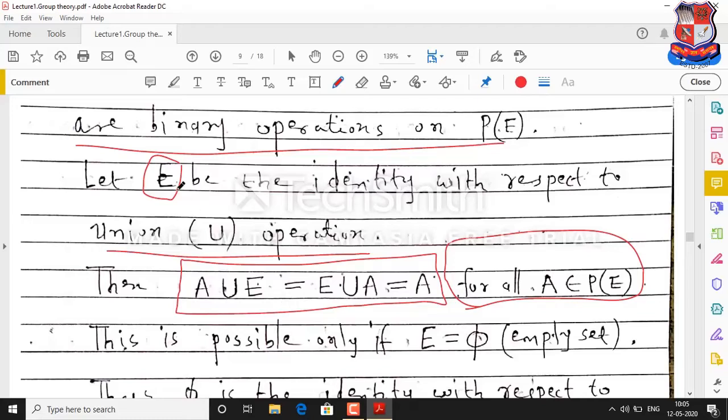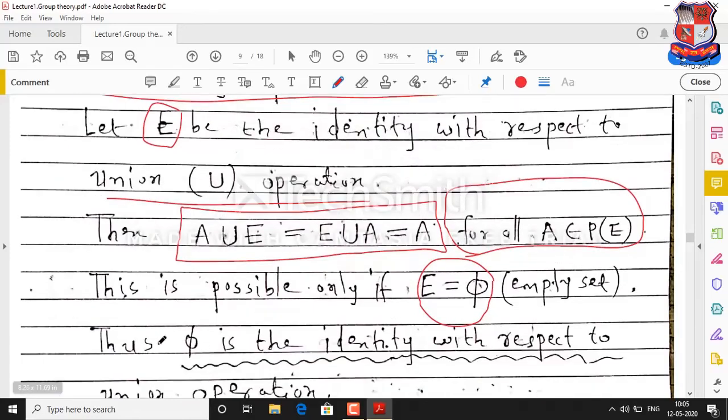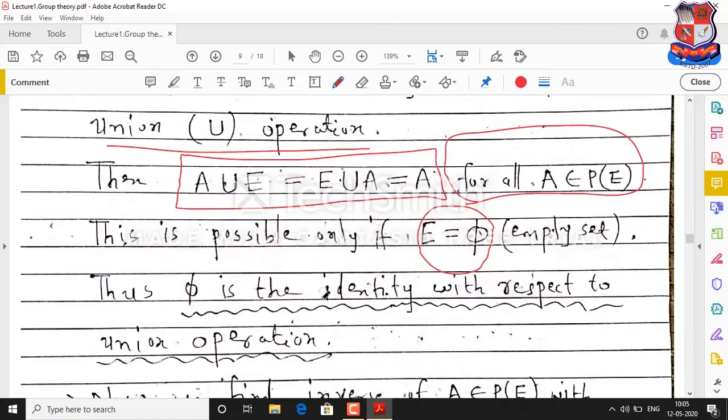So if capital E is the identity with respect to union operation, then A union E must be equal to A for every subset of the given set. This is possible only if E is the empty set. So that means phi is the identity with respect to union operation.